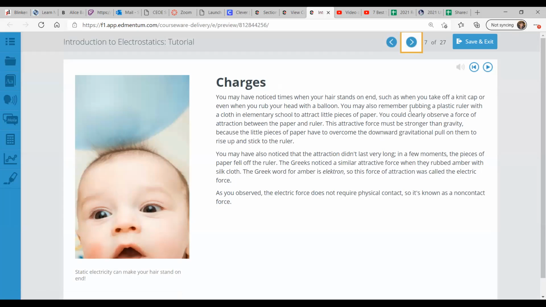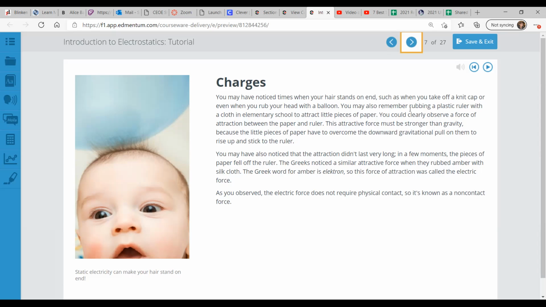Charges. You may have noticed times when your hair stands on end, such as when you take off a knit cap or even when you rub your head with a balloon. You may also remember rubbing a plastic ruler with a cloth in elementary school to attract little pieces of paper, like we said before. You could clearly observe a force of attraction between the paper and ruler.